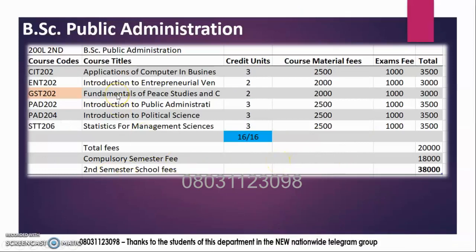200 level second semester, these are your courses, and you have 16 units for them. You are taking all of them and you are passing all of them. If you have any carryover from previous semesters, you bring it here. You have only 16 units here, and your fee is 38,000.